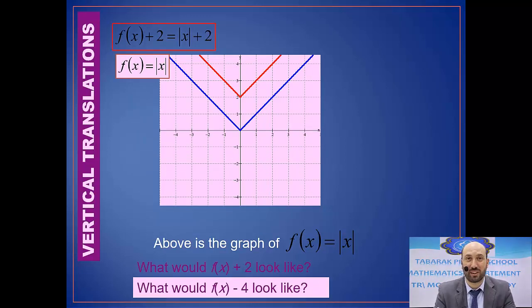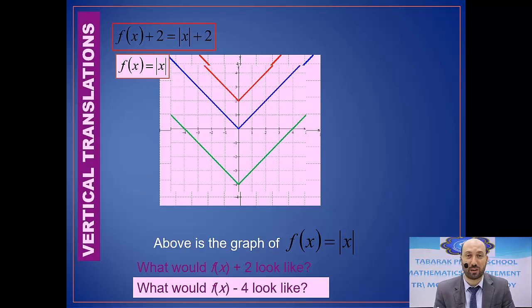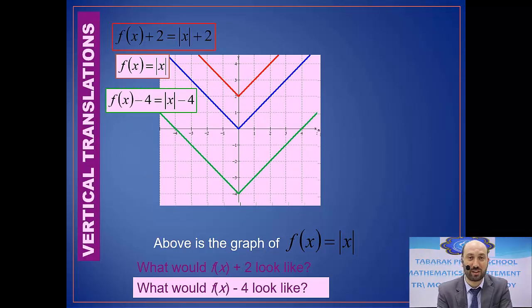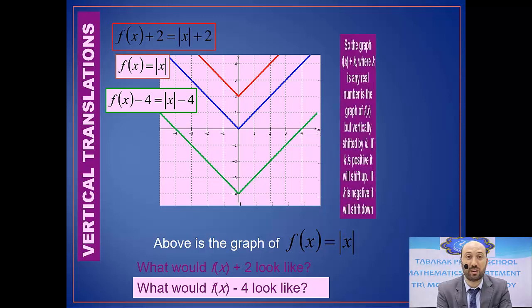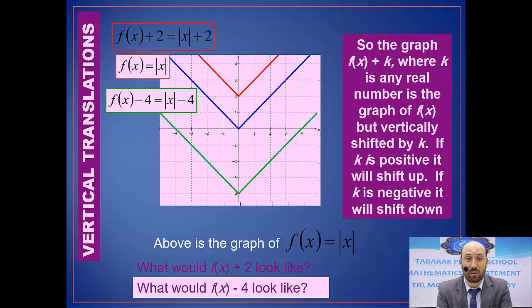Again, what would f(x) - 4 look like? We have to move the blue lines 4 units down, because we are going to subtract 4 from the values of the function. So the graph of f(x) + k, where k is any real number, is the graph of f(x) but vertically shifted by k. If k is positive, it will shift up. If k is negative, it will shift down.